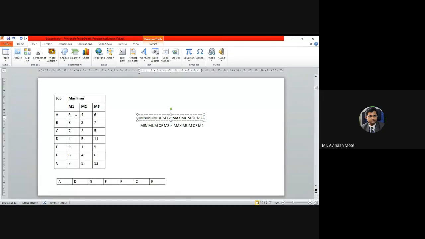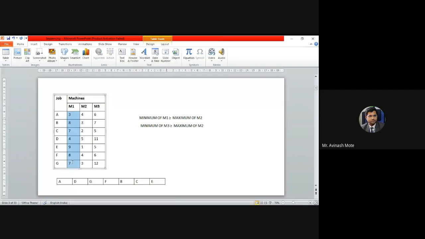Each value in the M1 column must be equal to or greater than values from the M2 column. Values of the M1 column must be equal to or greater than the M2 column. Or values of the M3 column must be equal or greater than M2. Manje kay lakshat ghyayche ki M1 ani M3. M1 ani M3. Yachyamadle value M2 cha M2 पेक्षा जास्त किंवा इक्वल पाहिजे.